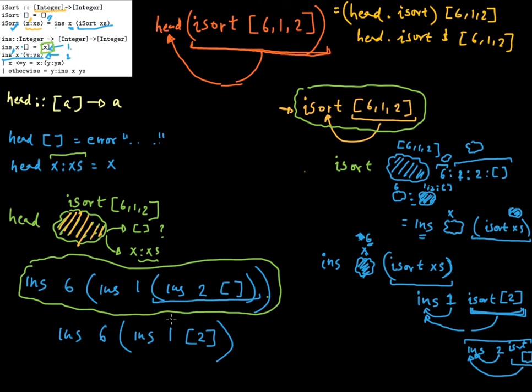And now compare x and y. So my x at this time is basically 1. My y in this case is 2. And if you want to think about ys, it's nothing but just your empty list. So what is 1 when compared against 2? One is definitely less than or equal to two. So I can rewrite everything in this piece there as something that happens to be 1 cons y, and y in this case is 2, cons ys, which is my empty list.